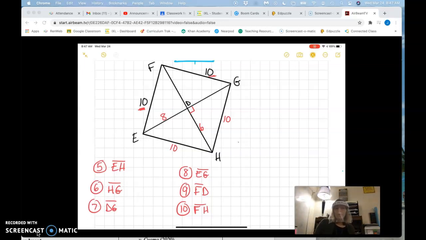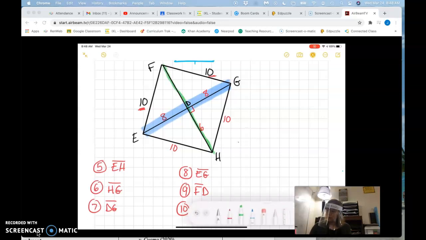So what do we know about the diagonals now? What do I know about these two pieces of this diagonal? They're equal. So it's 8. So this side is also going to be 8, and then what about this other diagonal? 6. Yes. So those two sides are going to be the same size also, so that means this one's going to be 6. So now we can just fill in all the answers.